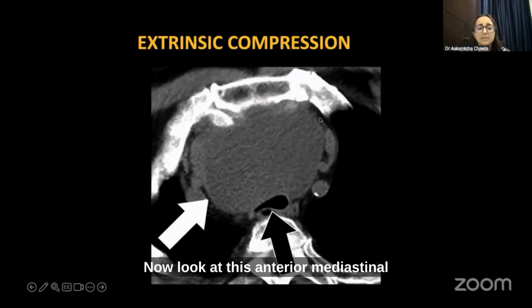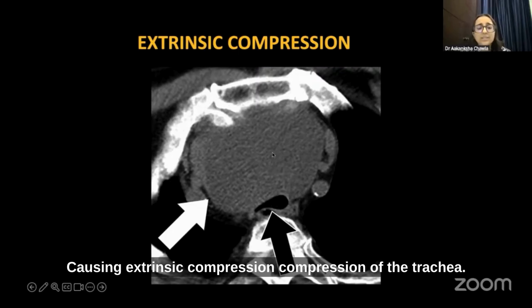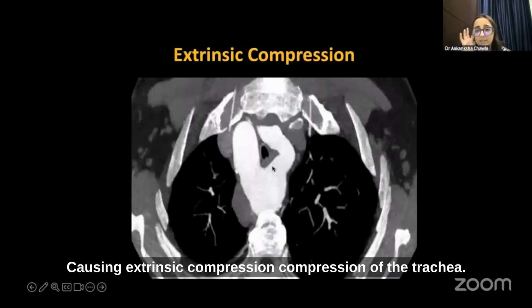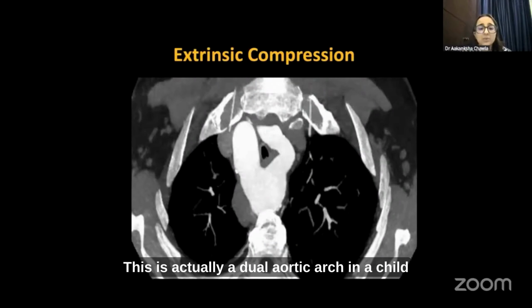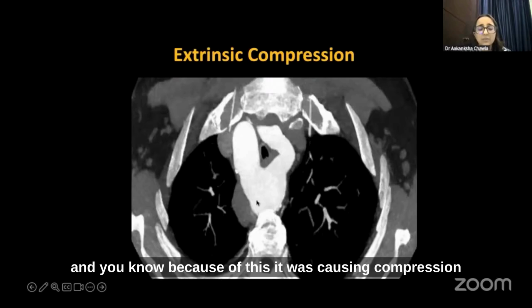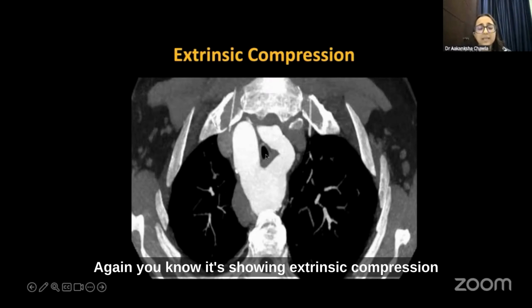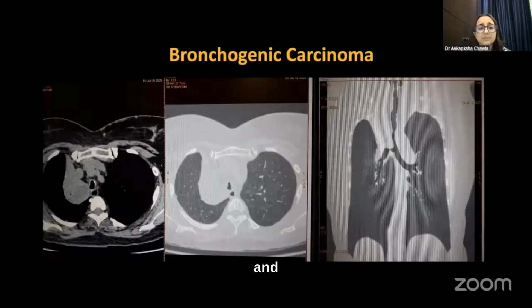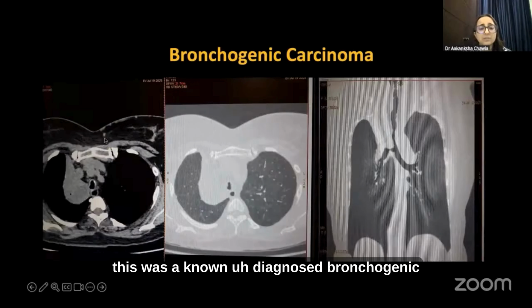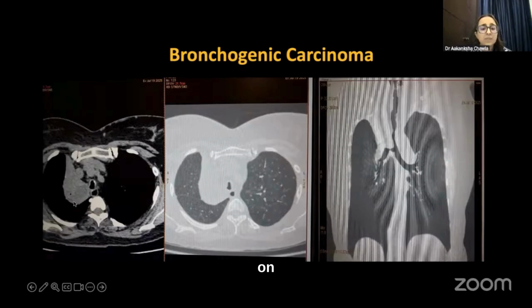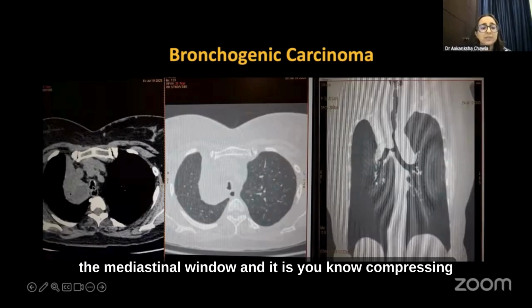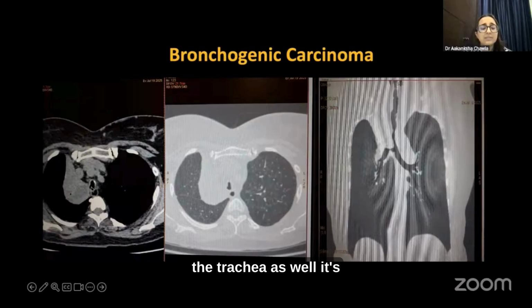Now look at this anterior mediastinal mass. It is completely compressing and displacing the trachea, causing extrinsic compression of the trachea. This is actually a dual aortic arch in a child, and because of this, it was causing compression of the trachea. Again, it's showing extrinsic compression. And this was a known diagnosed bronchogenic carcinoma. As you can see, a large mass here on the mediastinal window, and it is compressing the trachea as well.